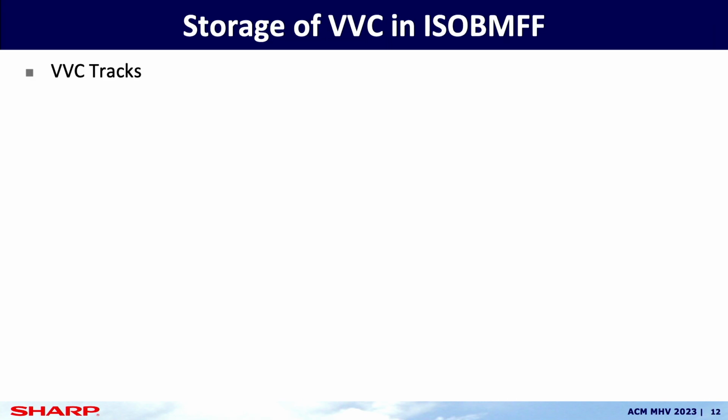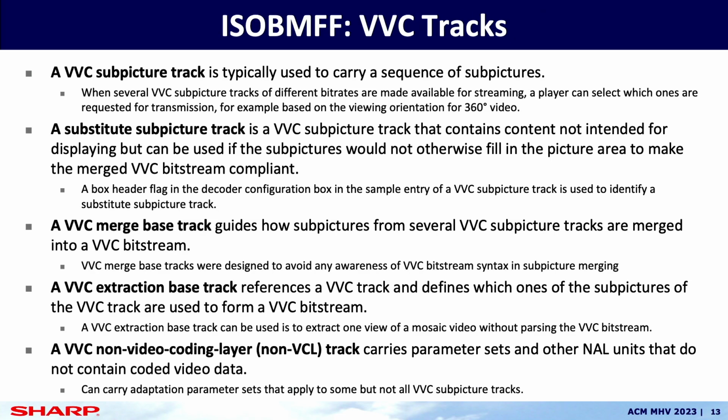Next topic, so the second topic is storage of VVC in ISO BMFF. As you can expect, since we have this concept of sub-pictures, you can do some fancy things in ISO BMFF to designate those such that they can be used. And I tried to summarize some key and some exotic or niche aspects that are supported in ISO BMFF in terms of VVC tracks. There are 5 different types of VVC tracks that I want to quickly describe.